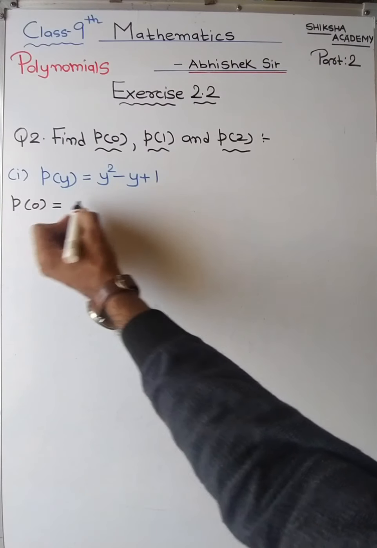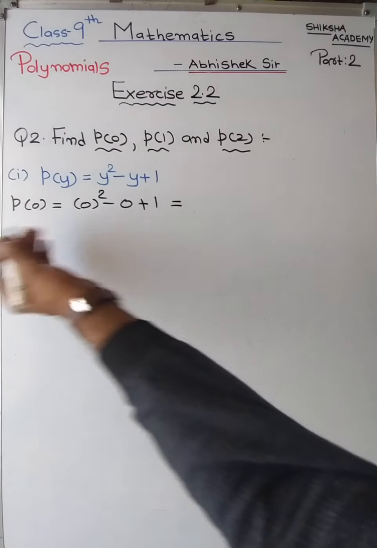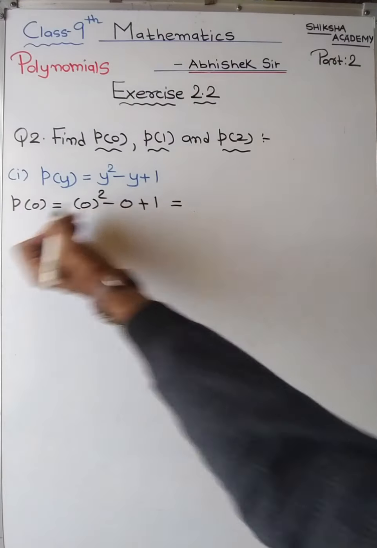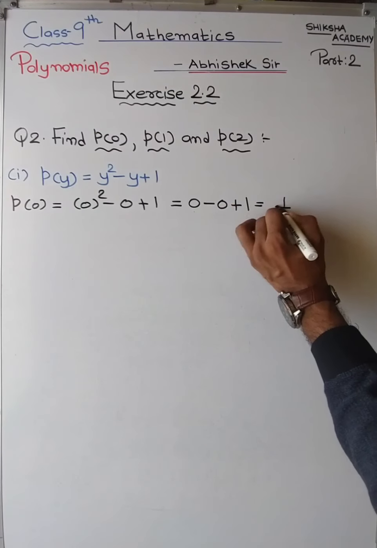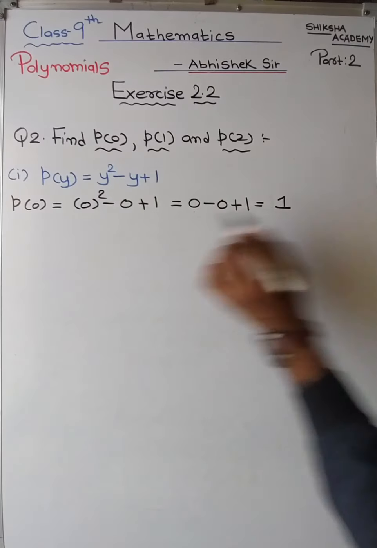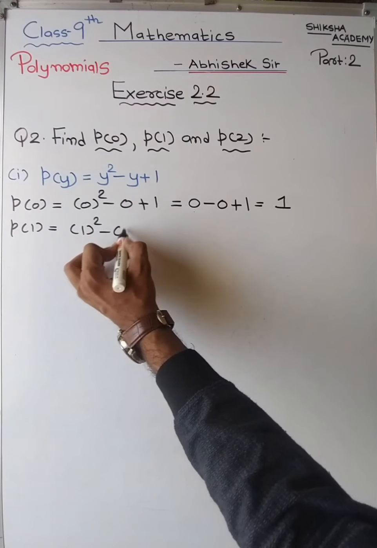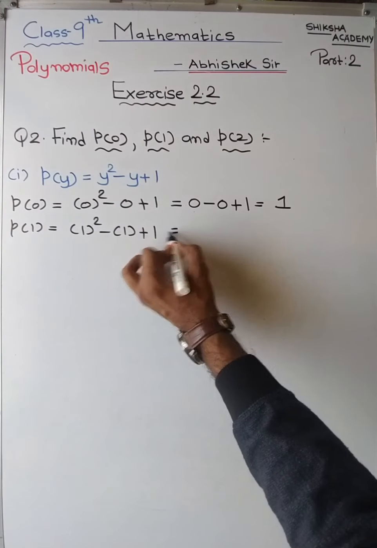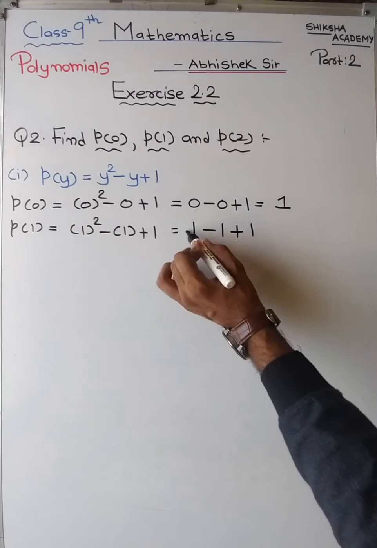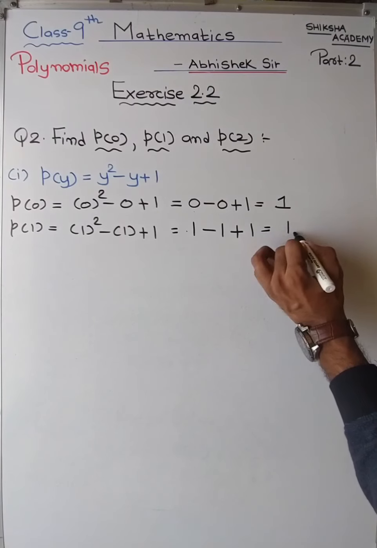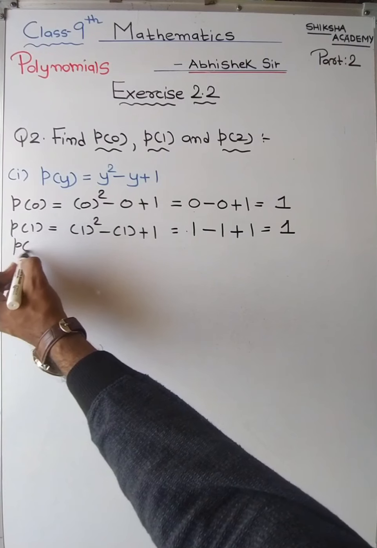P of 0, so 0 square minus 0 plus 1. Now this is horizontal solution, so you go like this. 0 square is 0 minus 0 plus 1, so final answer is 1. So p of 0 is 1. Moving on to p of 1, so it is 1 square minus 1 plus 1. 1 square is 1 minus 1 plus 1. 1 minus 1 is 0, final answer is 1. Clear?